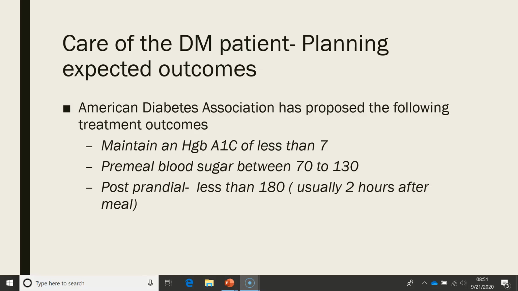So, again, the American Diabetes Association has proposed the following treatment outcomes. It is to maintain a hemoglobin A1C less than 7. They want pre-meal blood sugars between 70 to 130. Postprandials, which is usually about 2 hours after meals, less than 180.